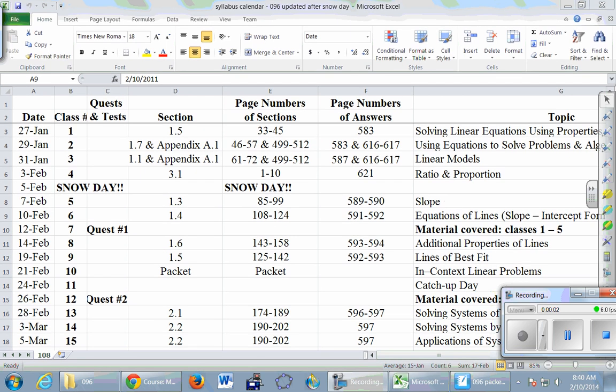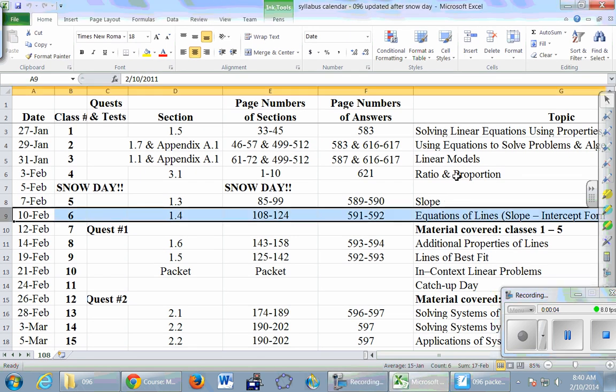Take a quick look at the calendar here. So today is class number 6. We start on page 34. We are talking about equations of lines. What happens next class? Quests.